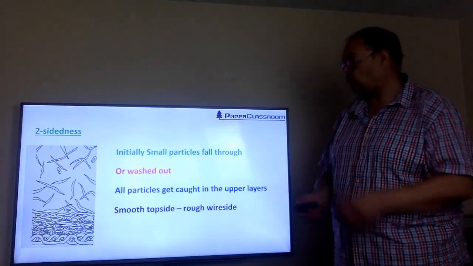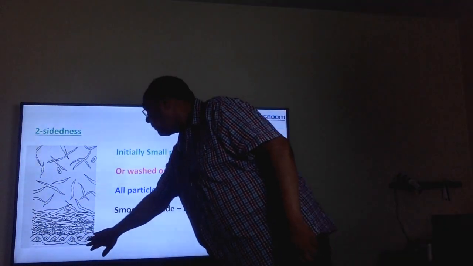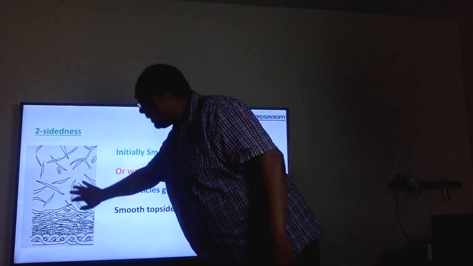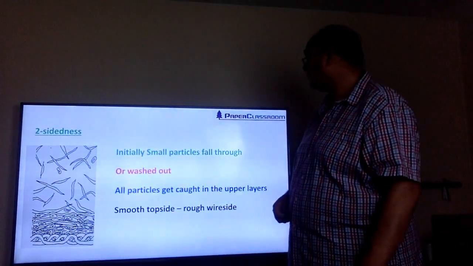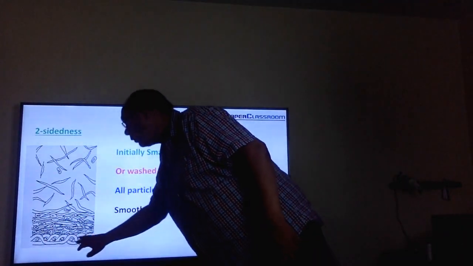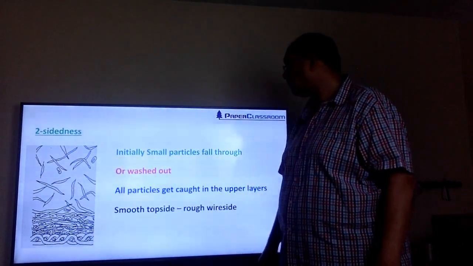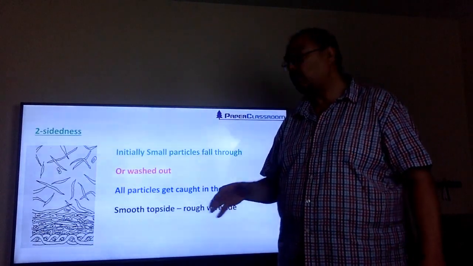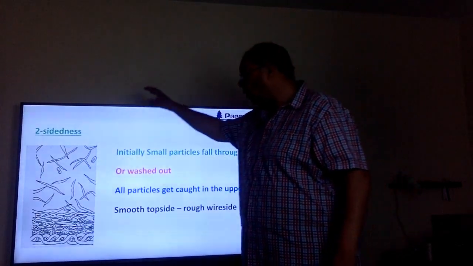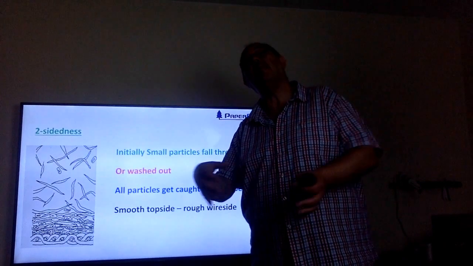So this is a well-known diagram for the filtration mechanism. Here we've got the forming fabric. Here you've got a layer of fibres that have already formed, and you can see here subsequent layers being formed. Initially, as we said, small particles, so filler particles and even fines, will fall through the wire. They may even get washed out, they may get caught in this initial layer or two of fibres, and then as more water passes through, they'll just get washed away, which is sad. They didn't get caught and then they got washed away.